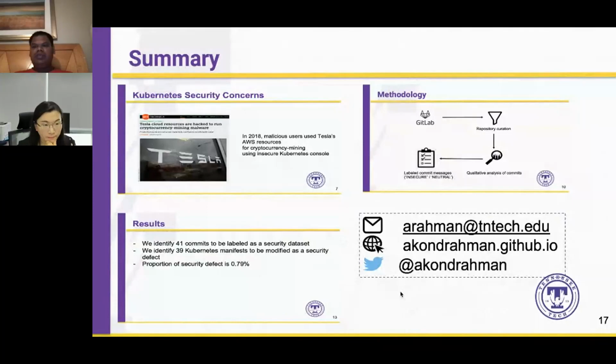However, there is a need to study the security bugs or vulnerabilities that appear in Kubernetes manifests. So we did a qualitative analysis where we mined open source repositories, and we found that the reported security defects, as expressed by commit messages, are very low, which gives us the motivation to do more exploration, to systematically study if this number holds and find out why security bugs appear in Kubernetes manifests in the first place. With that, I would like to conclude my presentation, and I'm open for any questions.